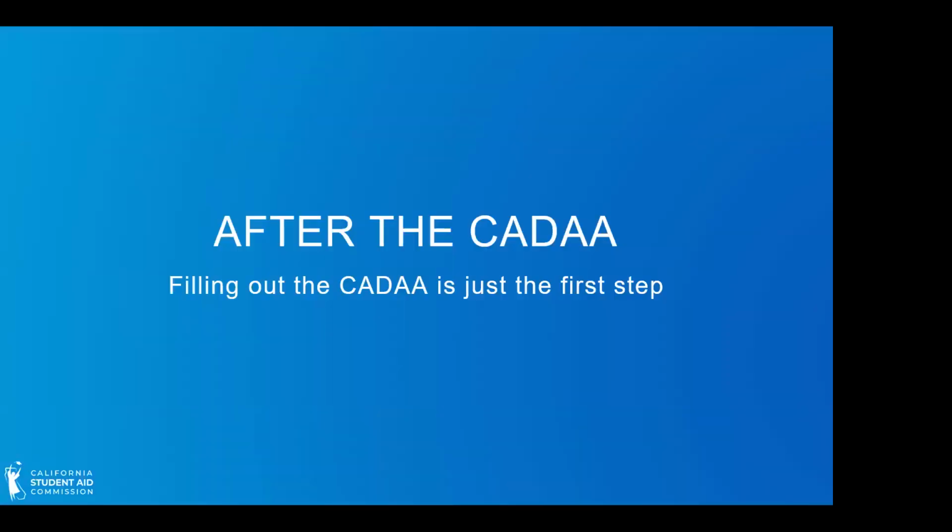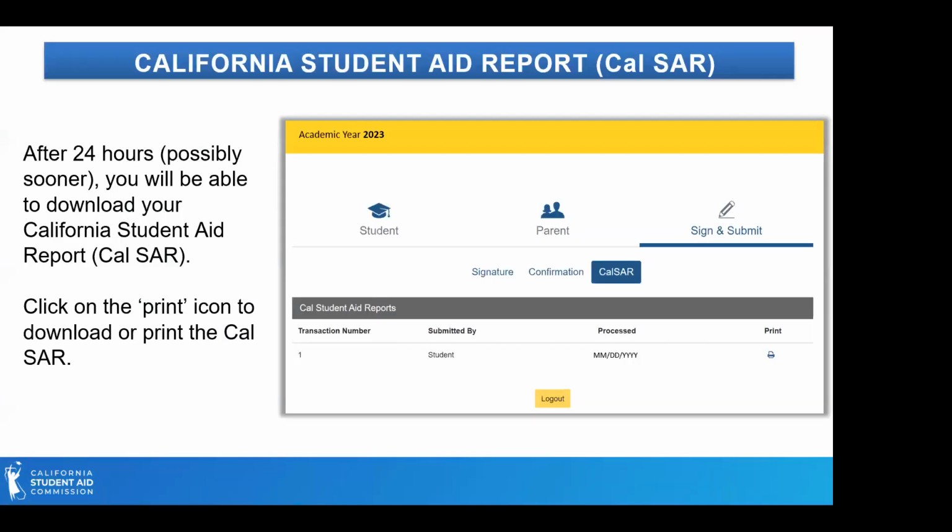All right, so the CADAA has been submitted. The student's now waiting for the next step. So what should they be doing right after they submit the application? To start, they can access their CalSAR. The CalSAR is the California Student Aid Report. Usually it's available about 24 hours after they've submitted their application.